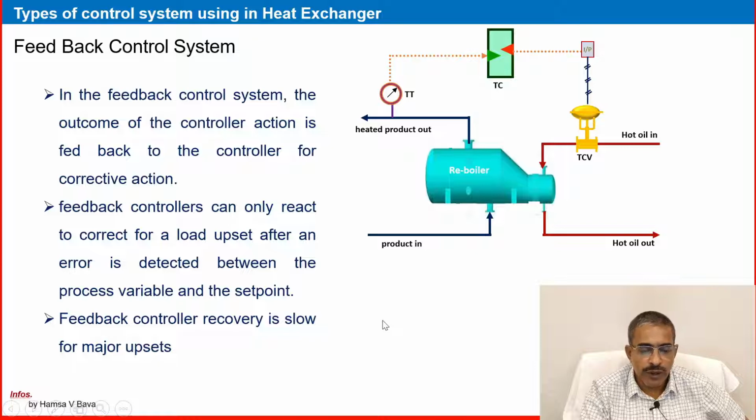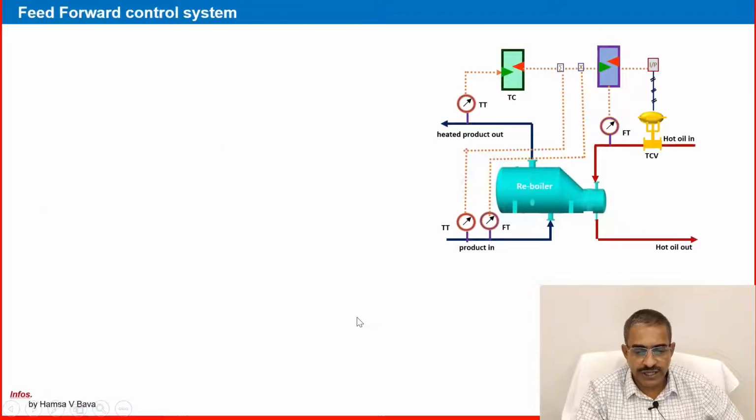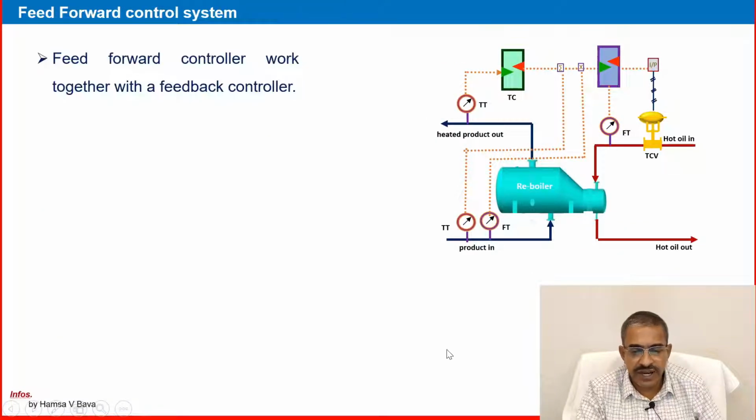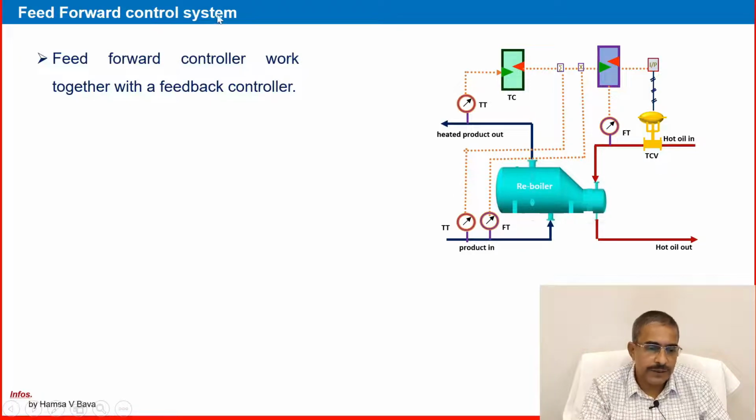To improve a control system with minimum fluctuation and more stability, there is an instrumentation engineering improvement. Another one is the feed forward controller. See, in the earlier one there was only a temperature transmitter and temperature controller, then the temperature control valve. Look here: there are two controllers. The temperature controller is there, and another controller is there, called the flow controller.